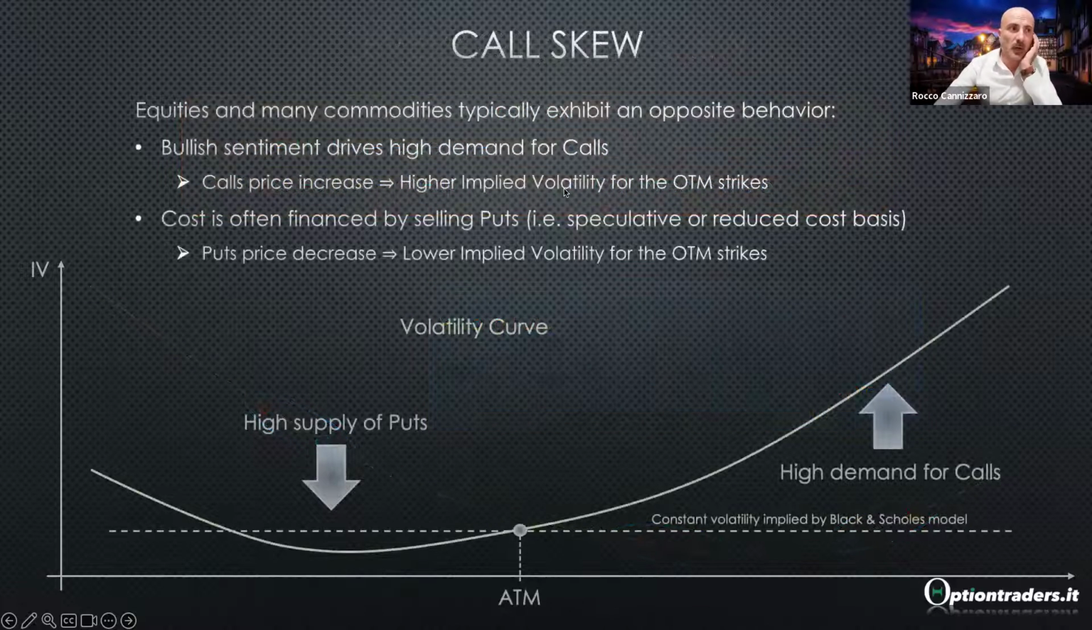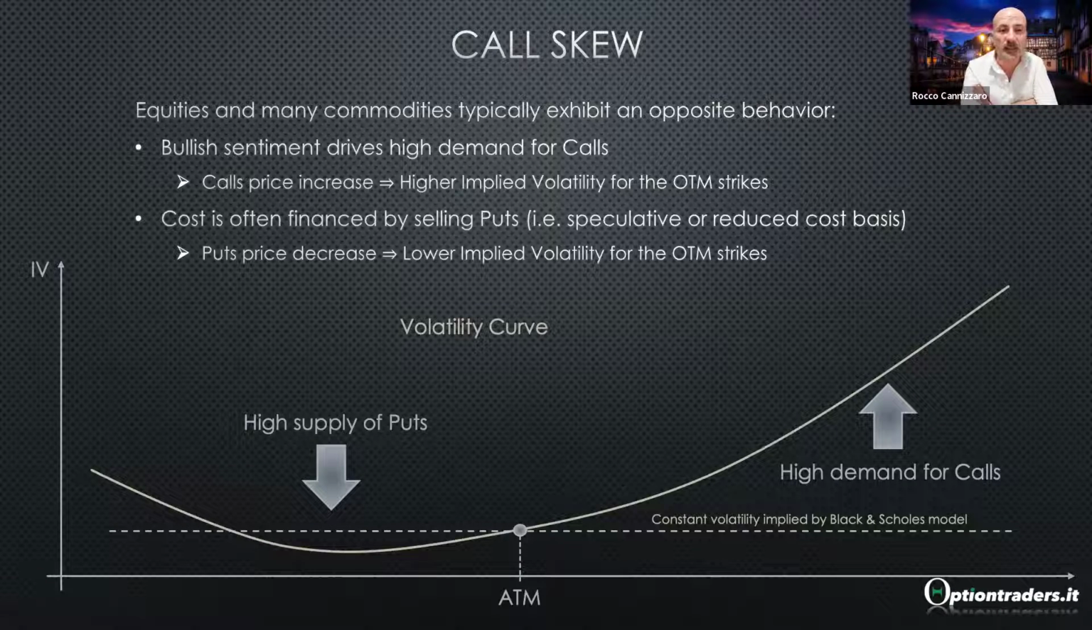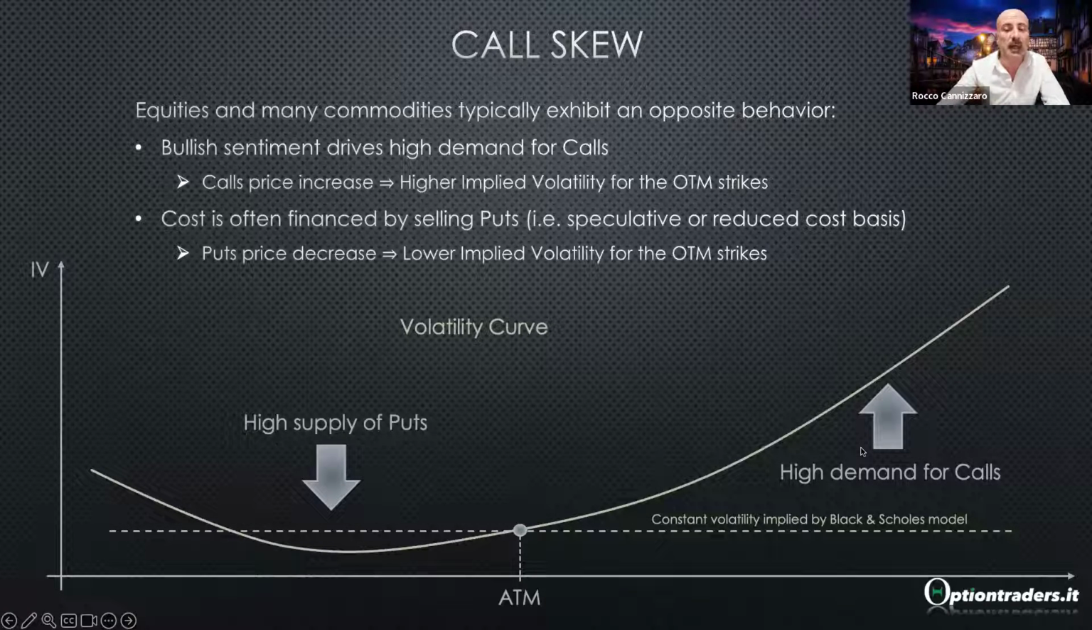Right, so call skew is basically the reverse effect. And why does this happen? Typically, this happens on equities, because some people are more bullish and they want to buy a lot of calls because they think the underlying is going to go up. Take GME, AMC, or Nvidia, stocks where there's a lot of demand because people think the stock is going to go up. Obviously, it's going to increase the demand for calls, which in turn is going to increase the implied volatility of those calls. And same story, to finance the cost.